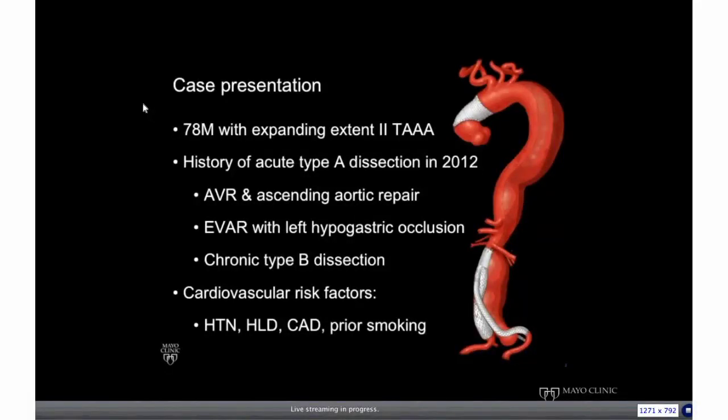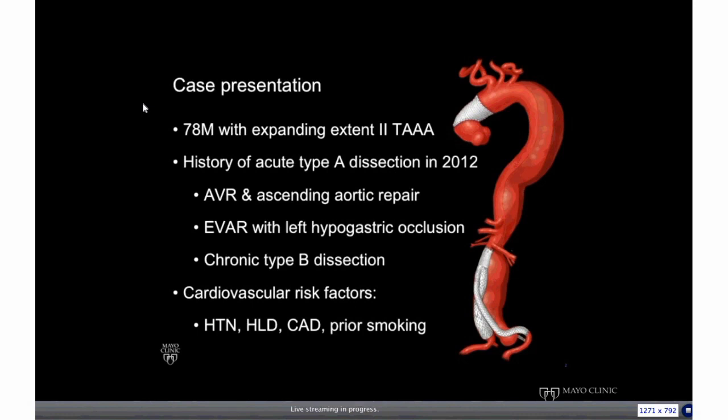2012, treated with aortic valve replacement, ascending aortic repair. He had an FEVAR at an outside institution with left hypogastric occlusion and was left with chronic dissection and a large endoleak in the infrarenal component. His cardiovascular risk factors are noted here.